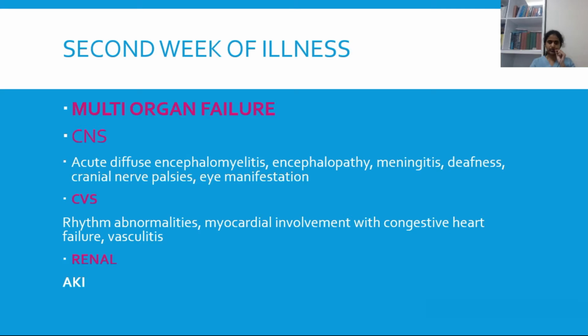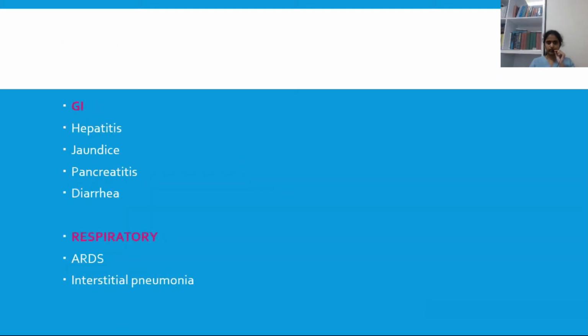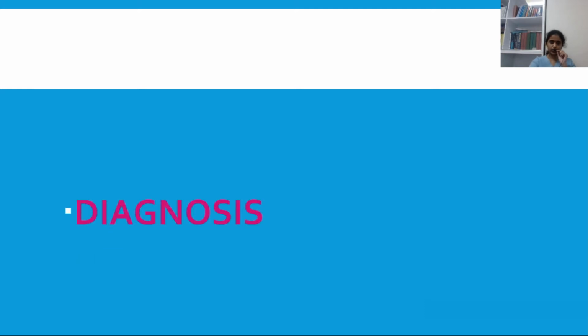Coming to the cardiovascular system, it can cause myocarditis, arrhythmias, congestive heart failure, and vasculitis. Sometimes, in severe infections, it can even cause infective endocarditis. Renal involvement can cause acute kidney injury. Sometimes the patient may require dialysis. Rhabdomyolysis also can cause acute kidney injury. In the GIT, it can cause hepatitis, direct hyperbilirubinemia, pancreatitis, and diarrhea. Respiratory involvement includes ARDS and interstitial pneumonia.